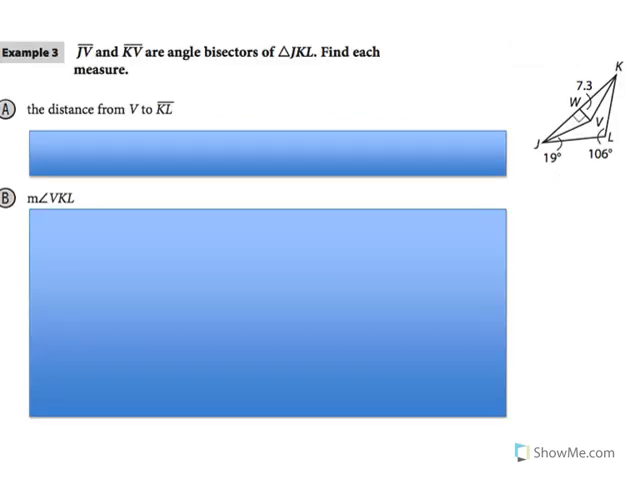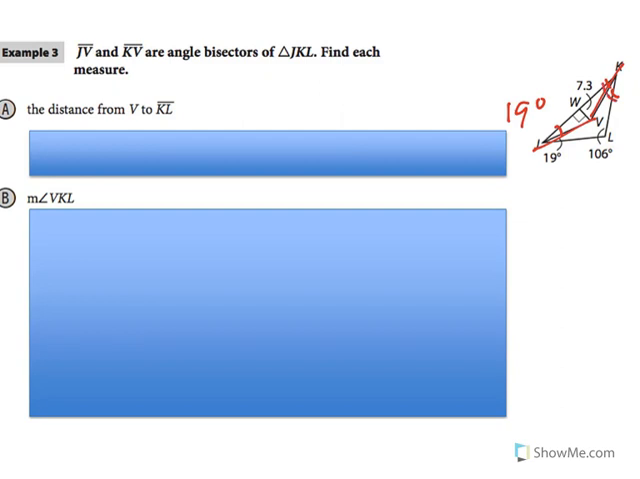Example 3. Given that JV and KV are angle bisectors of triangle JKL, find each measure. Before we start doing A and B, label what we know. We're given that these are angle bisectors, so that means that these two are congruent. So this is 19 degrees, and this is an angle bisector, so these two are also congruent, but we don't know what the degree is.